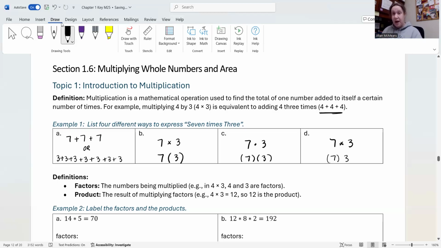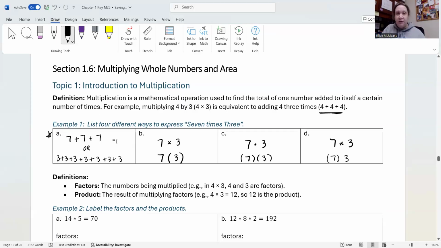So you can use the X, the dot, the star. You're going to see a lot of that at this point. But you'll also see parentheses. So as long as you have two numbers side by side and at least one of them's in parentheses, your brain should automatically think, hey, we're multiplying. And just always remember that multiplication is shorthand for repeated addition, okay?